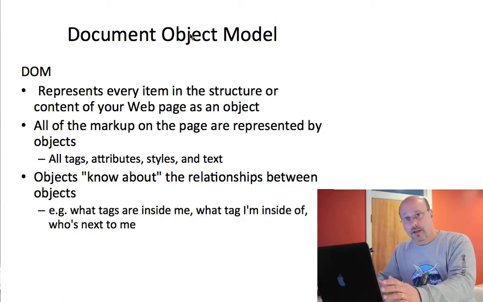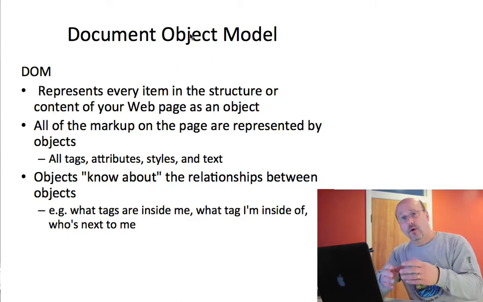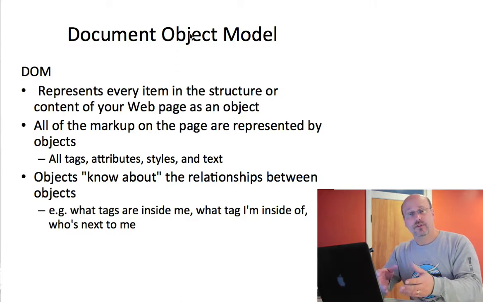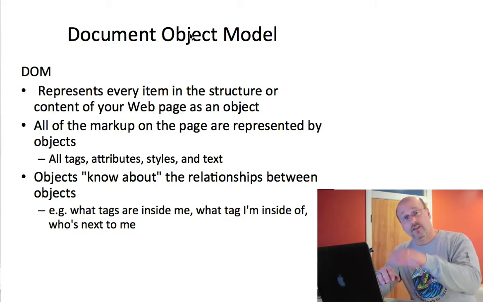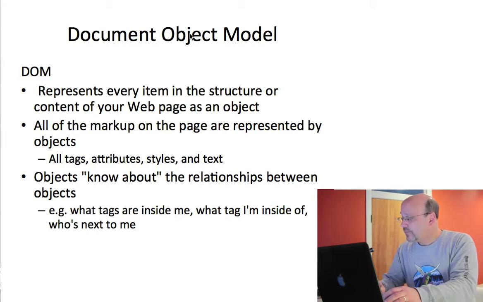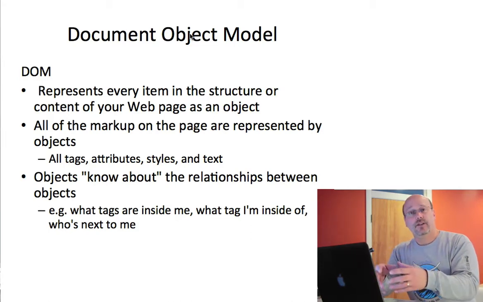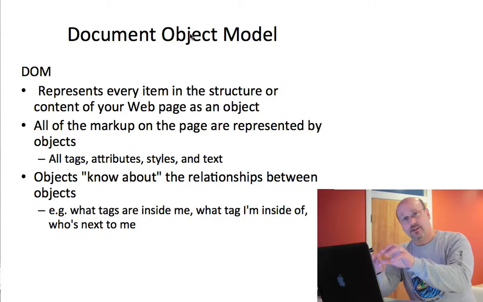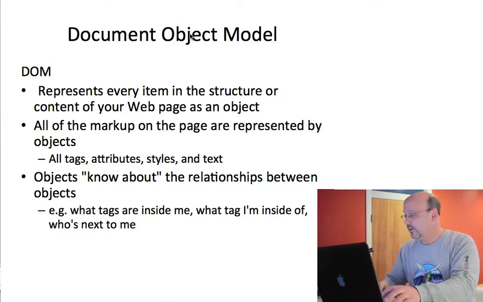All of the markup on the page is represented in the DOM. The tags, the attributes, the styles, the text, everything that's there. And objects know about the relationships between themselves and other nearby objects. They know about the ones that contain them, they know about the ones that they contain, and other ones that are at the same level in the document that they are. And this is represented as a tree. So I've got objects that contain other objects, which contain other objects.